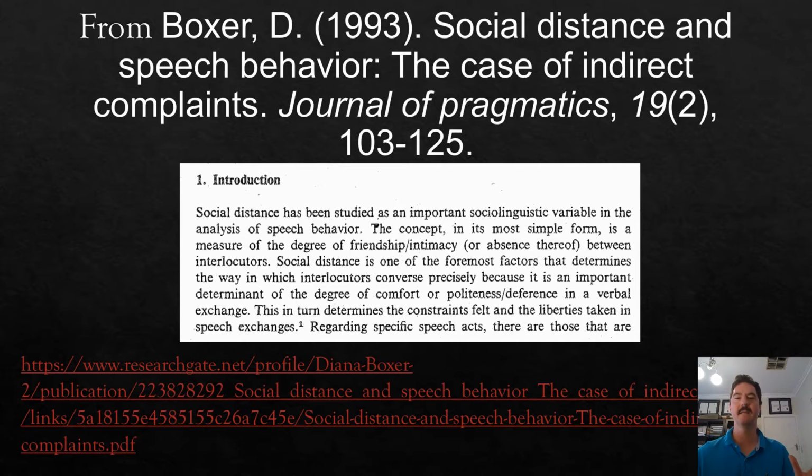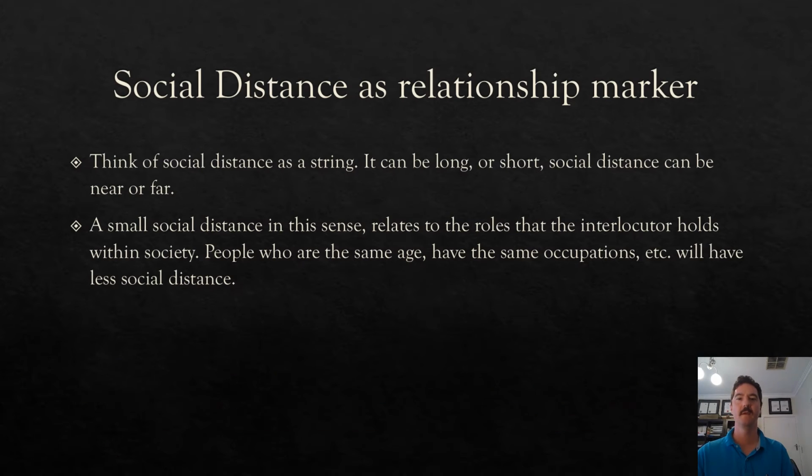So the basic example is if you're close with a person, your social distance is close. If you're not close with someone, you don't know them at all, your social distance is far. That's the basic way we used to talk about it. So that's the easiest form. Relationship marker: long, short, near, far.